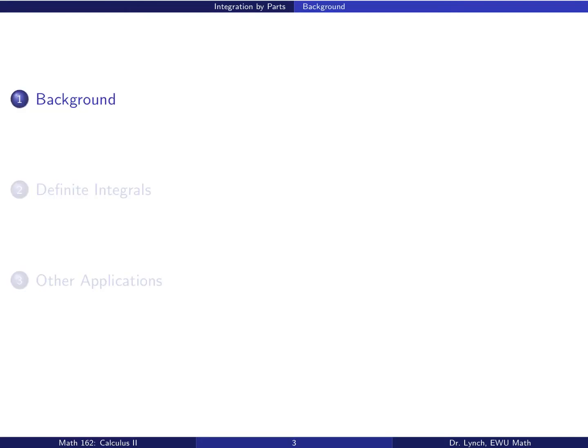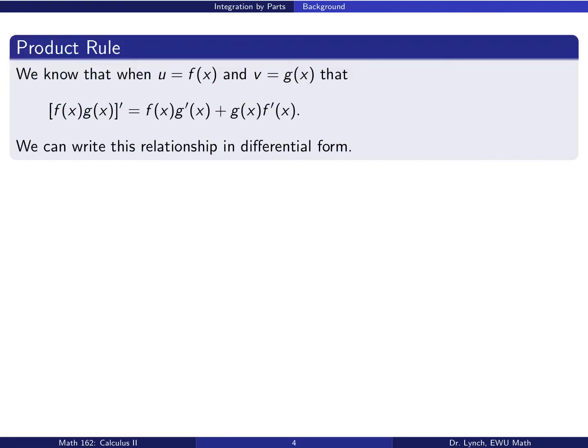So we'll start off giving you some background. We'll do a couple definite integrals, and then we'll see some other applications of integration by parts. So here's a background. We know that when we want to find the derivative of the product f times g, we can write it as the first times the derivative of the second, plus the second times the derivative of the first. And if u is f of x and v is g of x, we can also write this relationship in differential form. So here's that relationship in differential form.